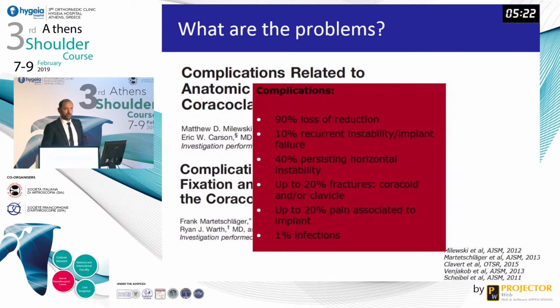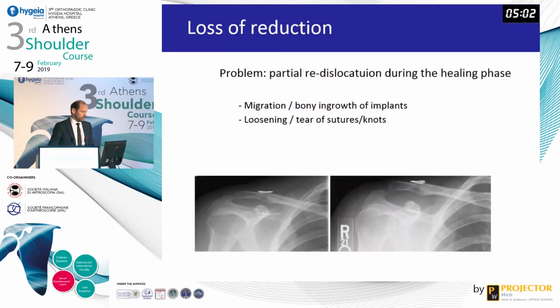90% show a loss of reduction, 10% recurrent instabilities, 40% persisting horizontal instability, up to 20% fractures of the coracoid or the clavicle, and up to 20% pain related to the implants. Infection is a really little problem.